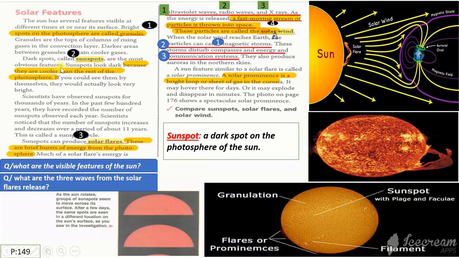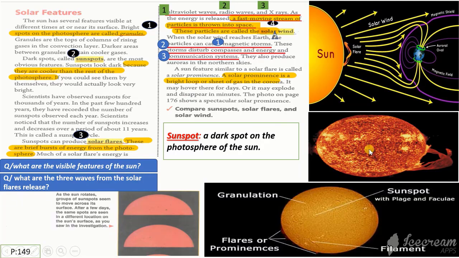Do you remember? I asked this question before in class. Why do sunspots look dark? Do you remember, my pupils? The answer to this question is that they are cooler than the rest of the photosphere.